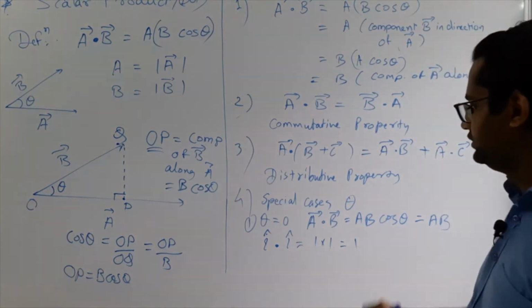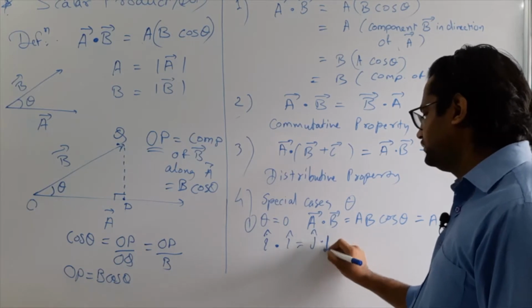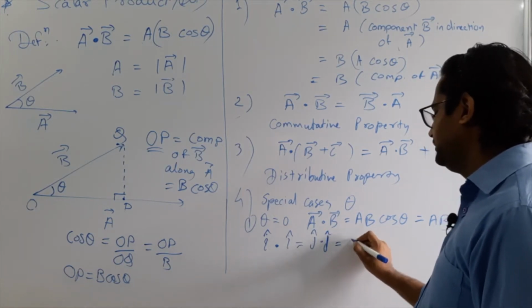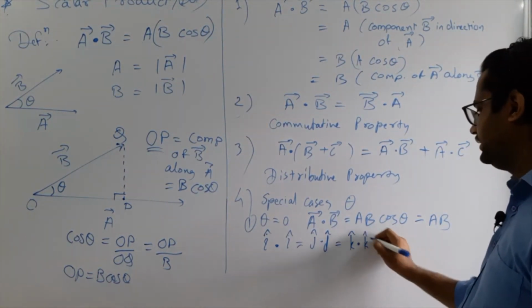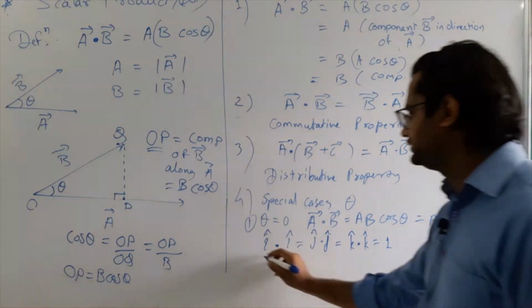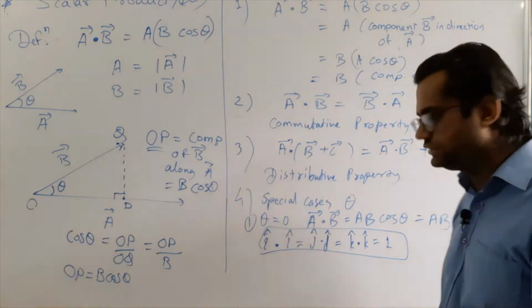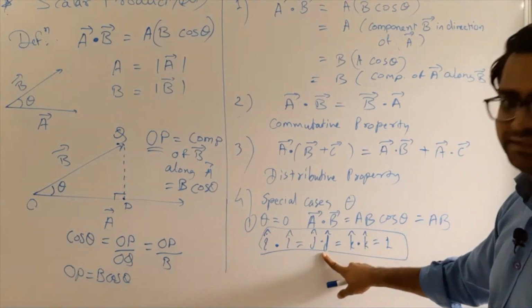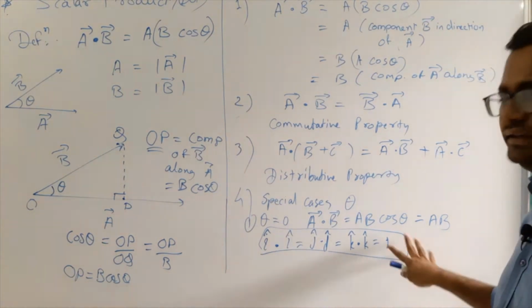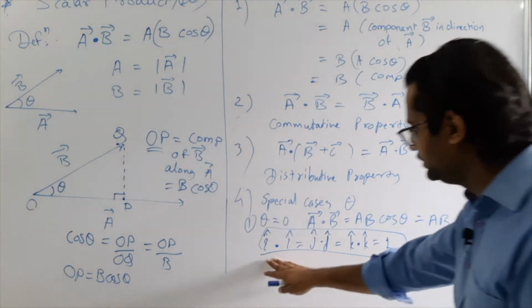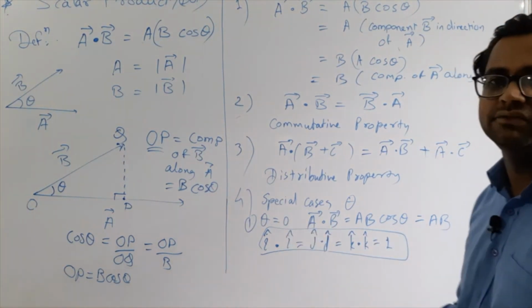Now what will be the value of j dot j? Again it will be 1. What will be the product of k and k? It will be again 1. So i dot i equal to j dot j equal to k dot k equal to 1. Remember this, you can note this down on the top of your notebook: i dot i is 1, j dot j is 1, k dot k is 1. This is a very important result. We will be using this in further numerical examples, and we will use this in one derivation also. Fine, so this is case number 1 where theta was 0.